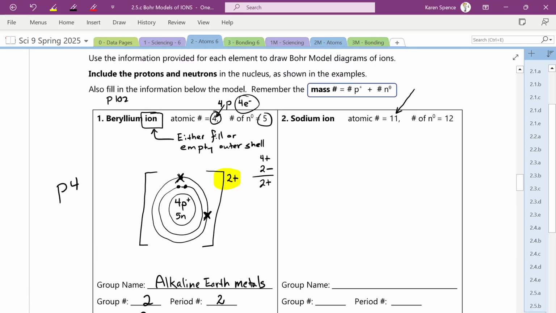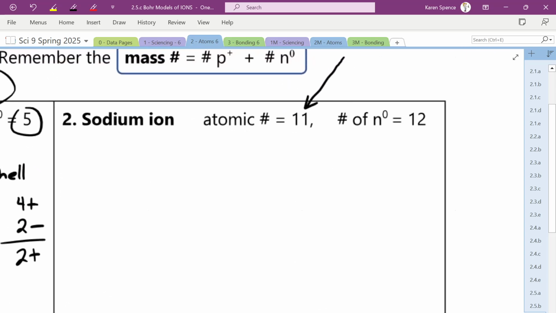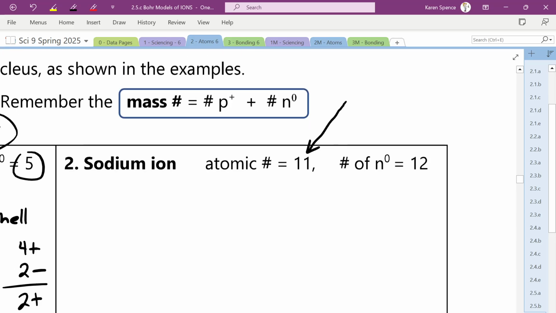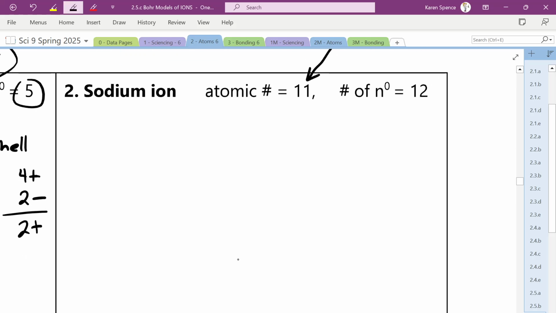Okay, now we can go back and do sodium. Back on page 102. Sodium is atomic number 11. What does that tell us? It tells us the number of protons. It also tells us the number of electrons in a neutral atom. Okay? So, 11 protons. Number of neutrons, we're told, is 12. 12 neutrons.